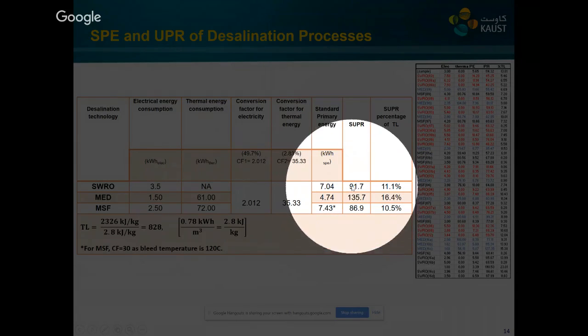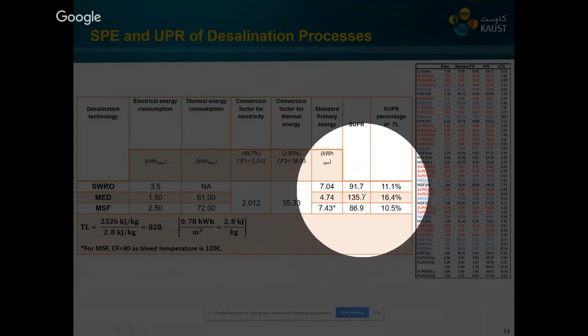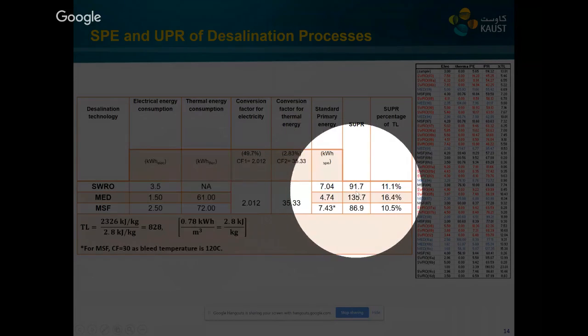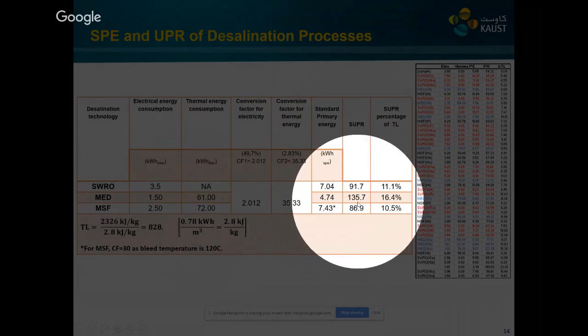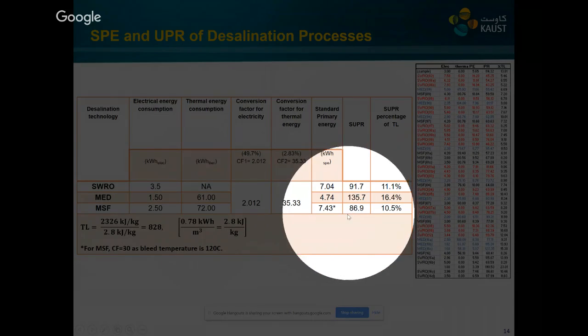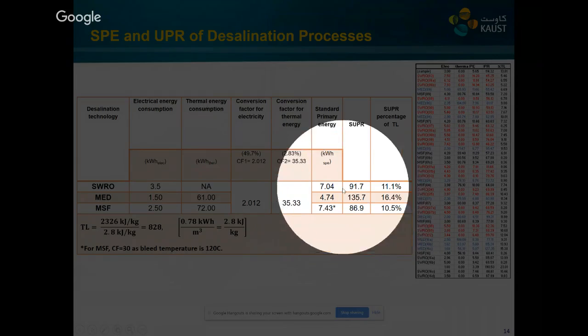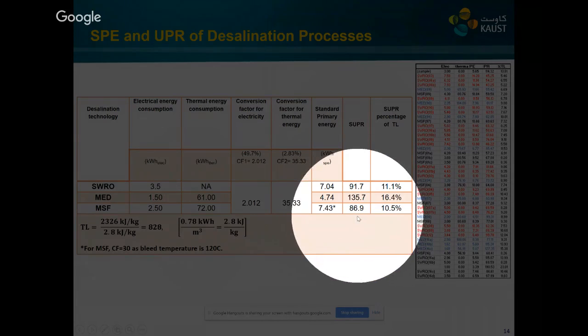This standard universal performance ratio we calculated, and it showed the performance ratio for SWRO is 91, MED is 135, and MSF is 86. But what do these numbers show? Is it efficient? Is it not efficient? Or slightly efficient? Because if we just look at the number, these are just numbers.